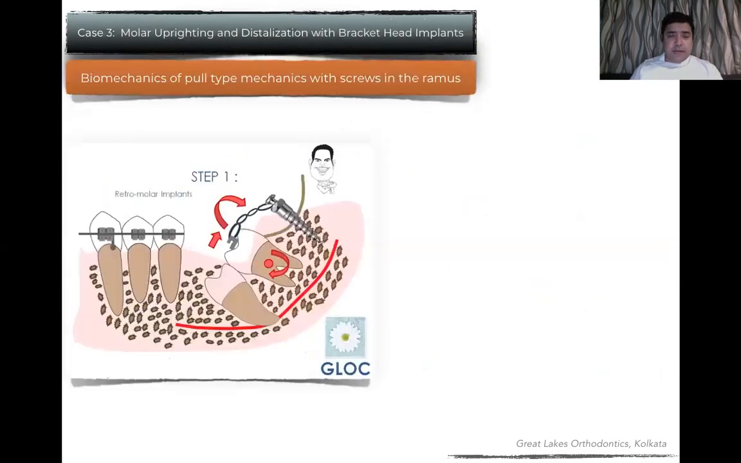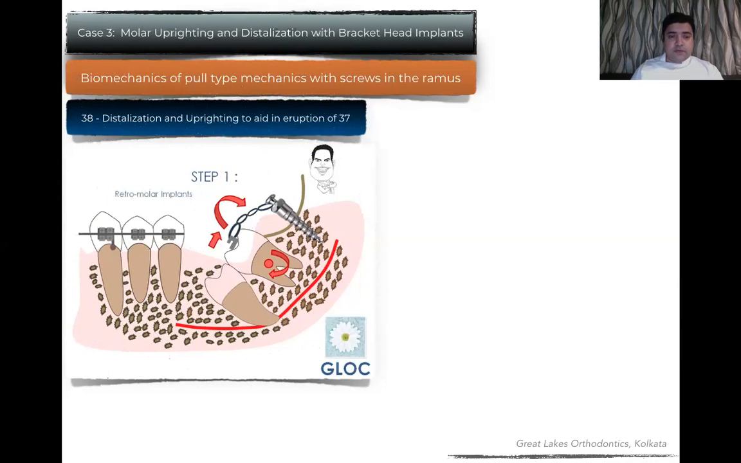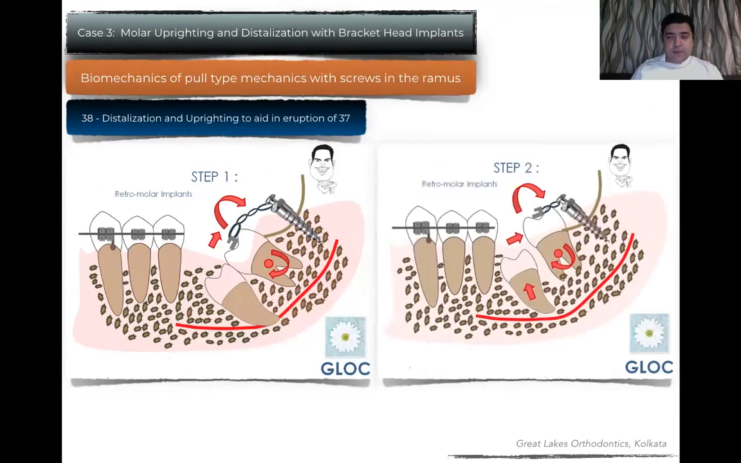There is a lot of biomechanical perspective which we need to look into. Because it's a very complicated situation, we need to use both the pull type of mechanics for uprighting of the molars as well as the push type. So we need to dislice the 38, and when it uprights and disliced, if the space is adequate, the lower 37 is going to erupt. If the space is not adequate, then we need to further dislice the 38.